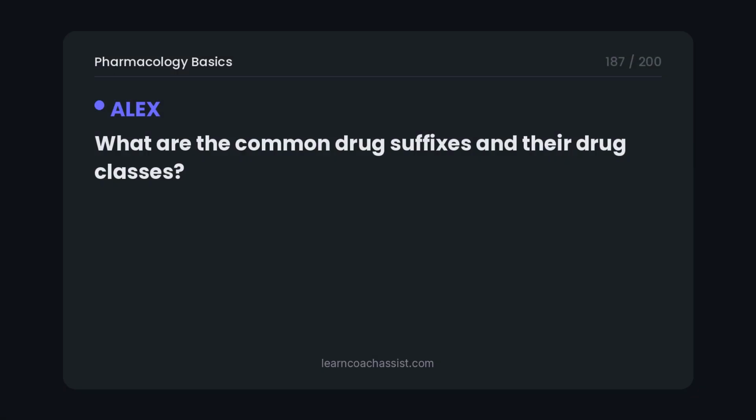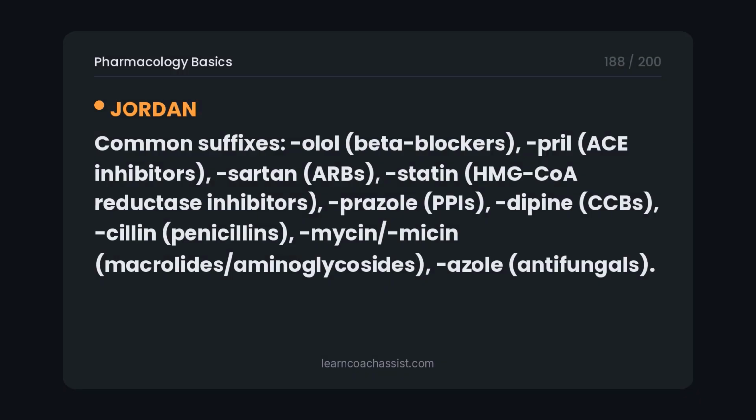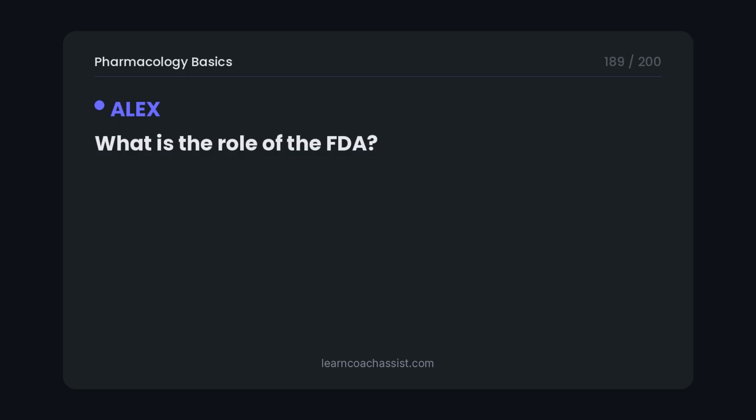What are the common drug suffixes and their drug classes? Common suffixes: olol, beta blockers; pril, ACE inhibitors; sartan, ARBs; statin, HMG-CoA reductase inhibitors; prazole, PPIs; dipine, CCBs; cillin, penicillins; mycin, macrolides/aminoglycosides; azole, antifungals.